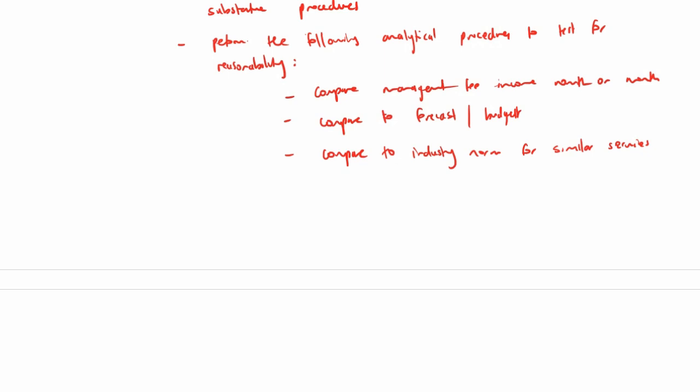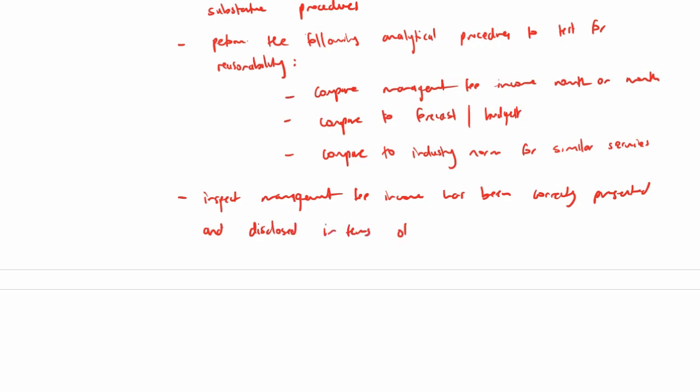Okay, now guys, I'm going to do my final inspection of presentation and disclosure, and then I'm going to move on to my assertions. The management fee income has been correctly presented and disclosed in terms of IAS 24 because there's a related party.